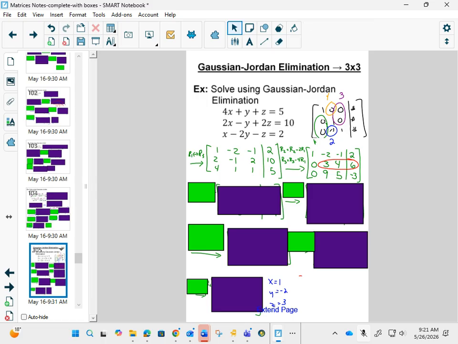So next, get rid of that red, maybe. There, I got it. Undo. Yes.